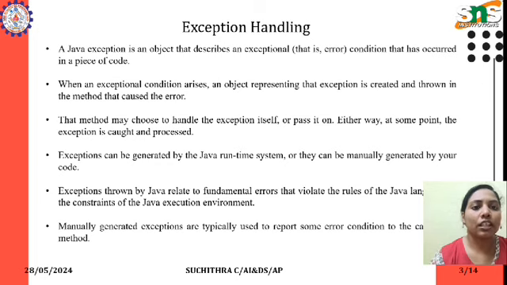Exceptions are generally generated by the Java runtime system or they can be manually generated by your code. Exceptions thrown by Java are related to fundamental errors that violate the rules of the Java language or the constraints of the Java execution environment. Manually generated exceptions are typically used to report some error condition to the caller of the method.